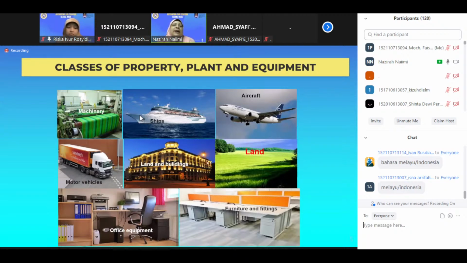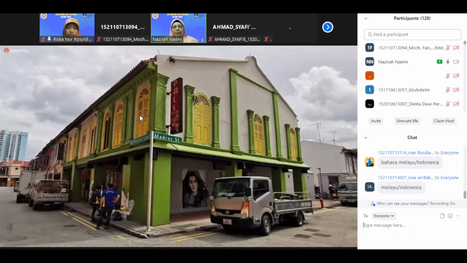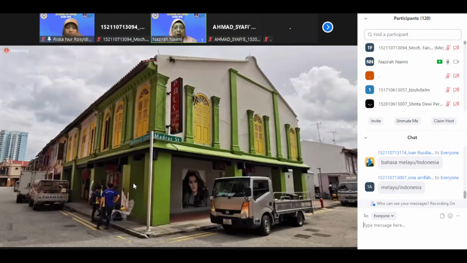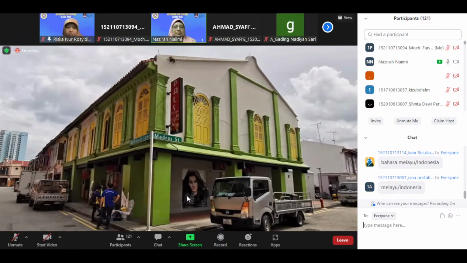Okay, all right. So we'll go to the next part. If you can understand what I explained to you earlier, you can answer. Can you see this? A picture, right? What I want you to do now, you name me what type of PPE that you can see in this picture. Building.